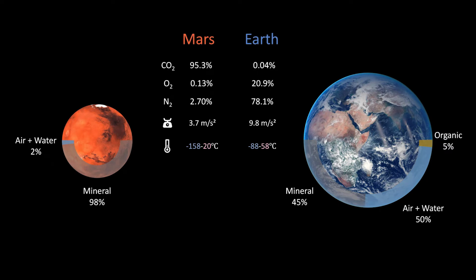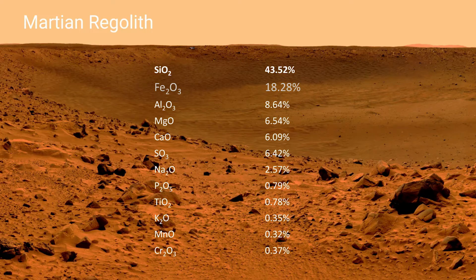Lastly, the soil composition on Mars also has a huge difference from Earth's soil. The soil on Mars is almost entirely made up of minerals, with only 2% of water and air and no organic matter. While on Earth, half of the soil is made of air and water. It also contains 5% of organic matter and 45% of minerals. Since there's no organic matter on Mars, technically speaking, it is not real soil.